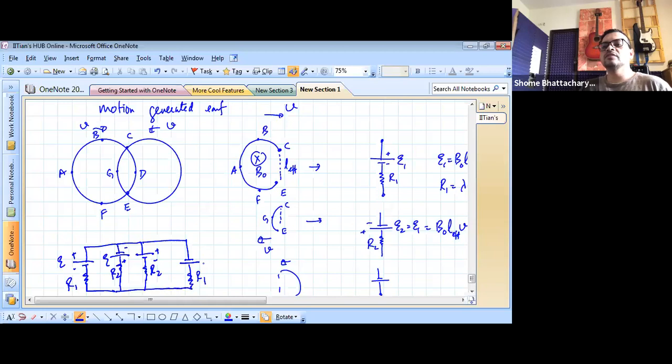So this is what your effective circuit becomes. Each of those EMFs is equal to B naught L effective into v, where this one here is your L effective. And R1 and R2 are basically the smaller arc length and the larger arc length into lambda.